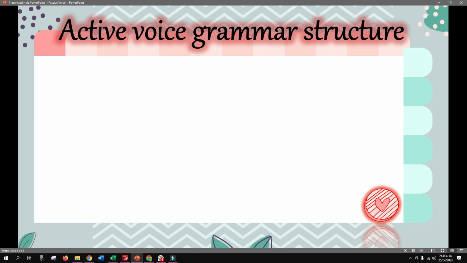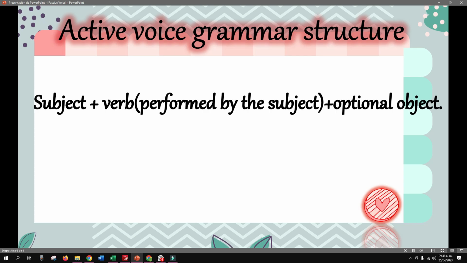Active voice grammar structure. While tense is all about time reference, voice describes whether the grammatical subject of a clause performed or received the action. In that case, the subject, the object, or the person receives what? The action of the verb. So we can have here the grammar structure in an active voice. I can say grammar structure: subject, verb performed by the subject, optional object.